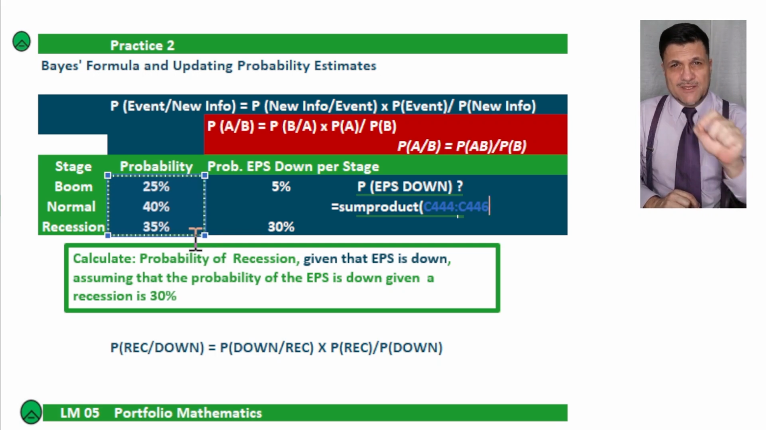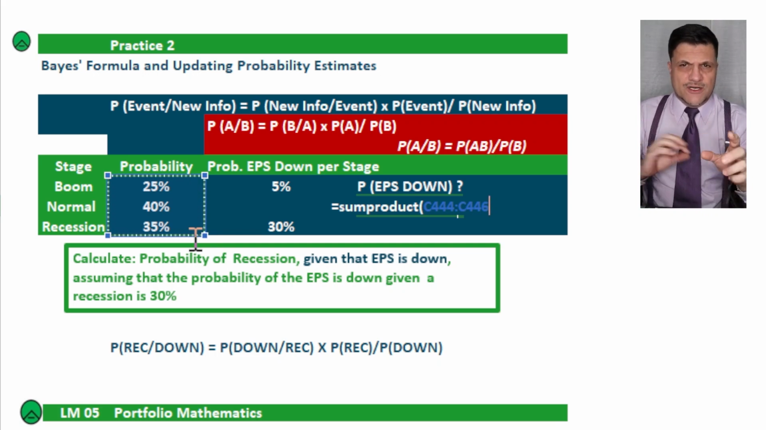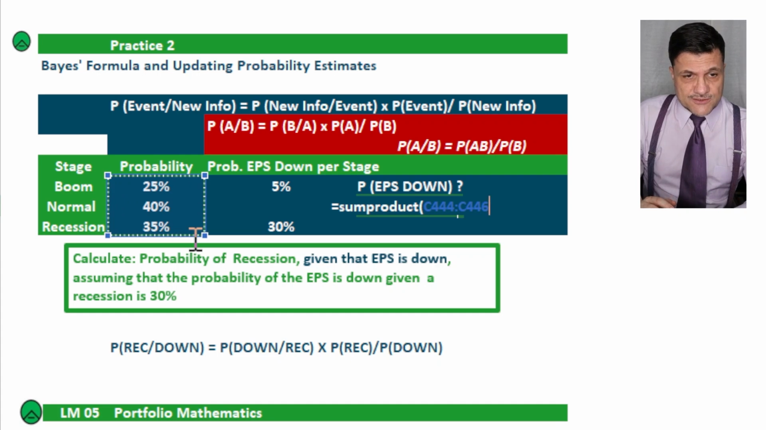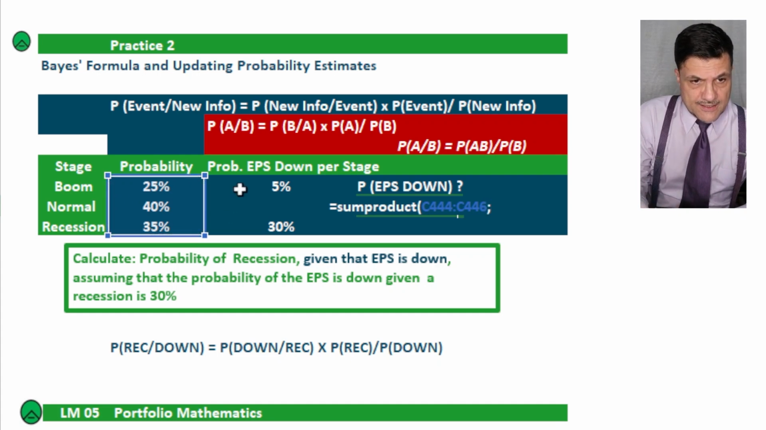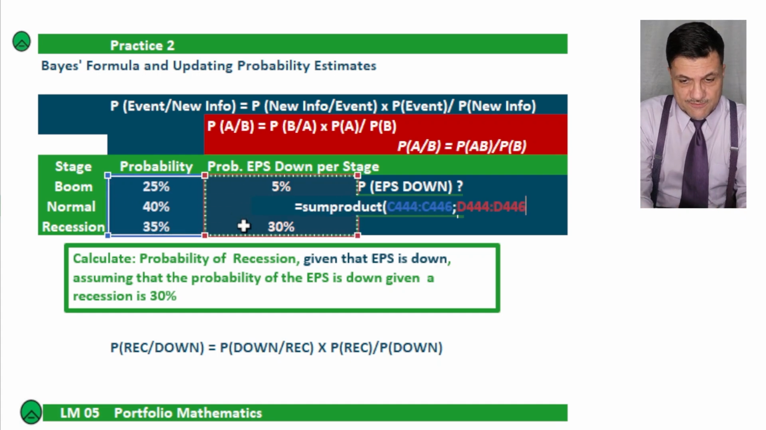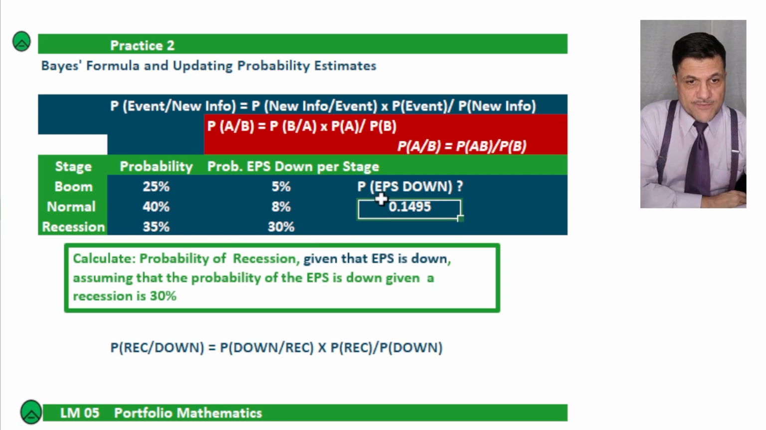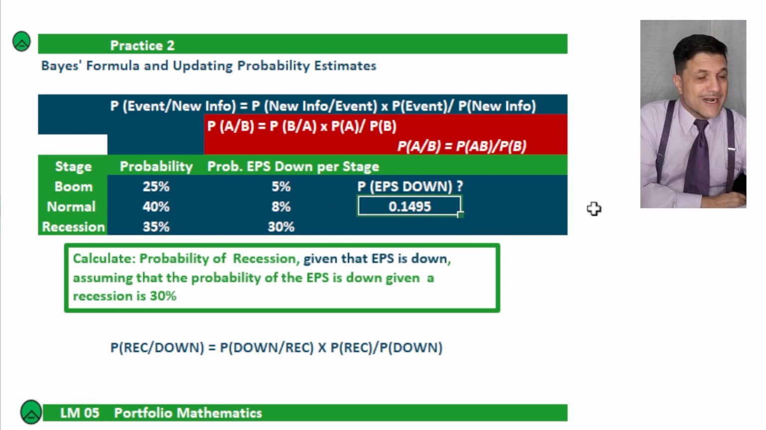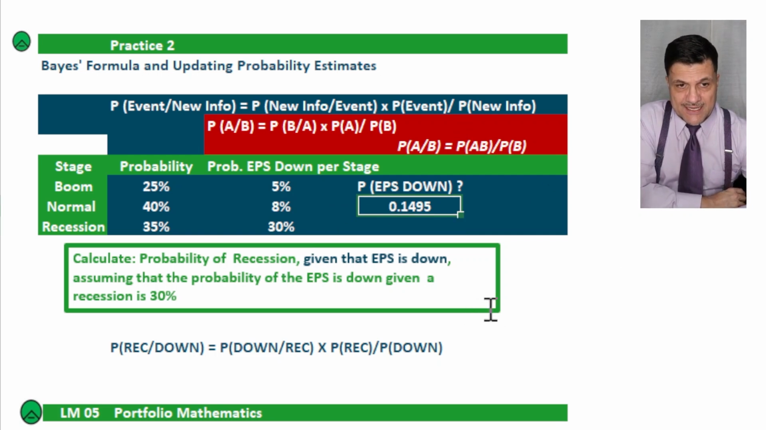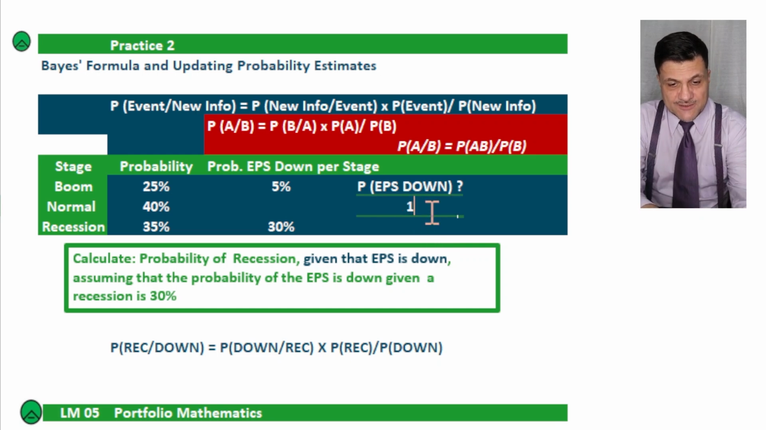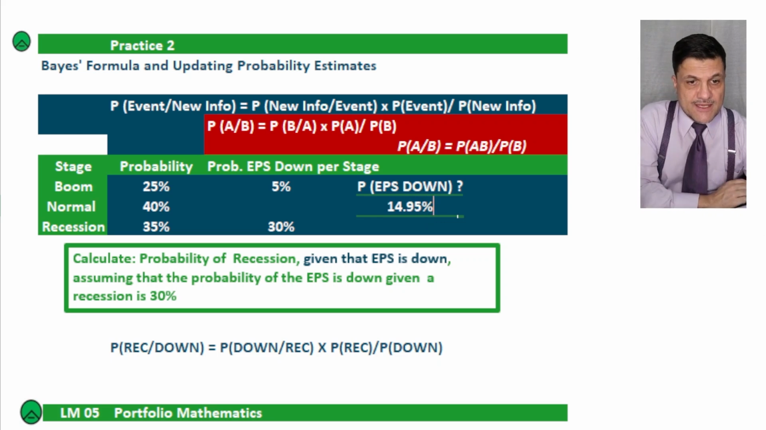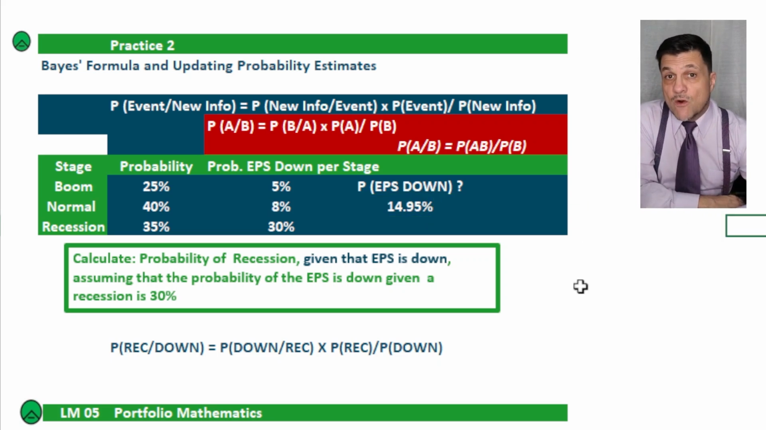This times this plus this times this plus. Even if you put the storage and recycle, it still takes too much. Okay? And then here, I'm going to close the parentheses, and the answer is, boom, 0.1495 is my probability. So 14.95%, let's put it there. 14.95% is the chance of the earnings per share going down overall.